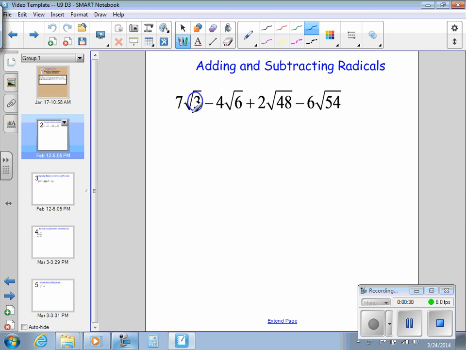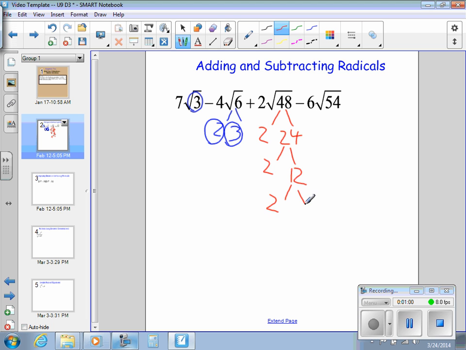Now, in this case, the 3 is prime, so I'm just going to circle it. And then we've got 2 times 3 right here. Next number, and maybe I should start changing colors here just to make it easy to distinguish them. So 48 factors as 2 times 24, 2 times 12, 2 times 6, and 2 times 3. We'll circle all of the prime factors.